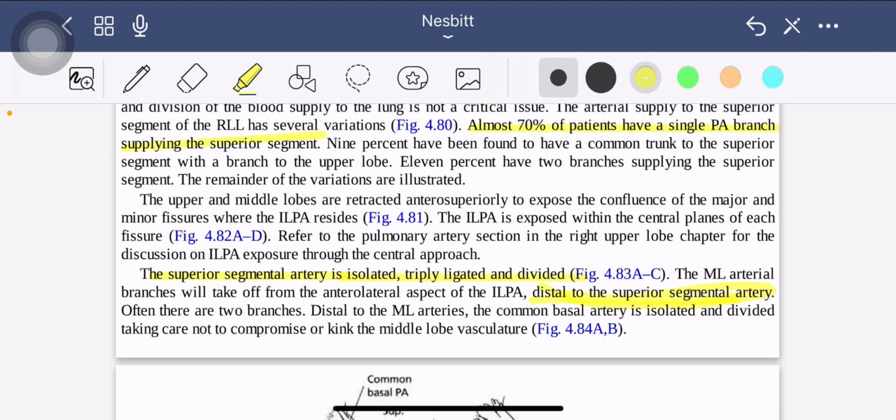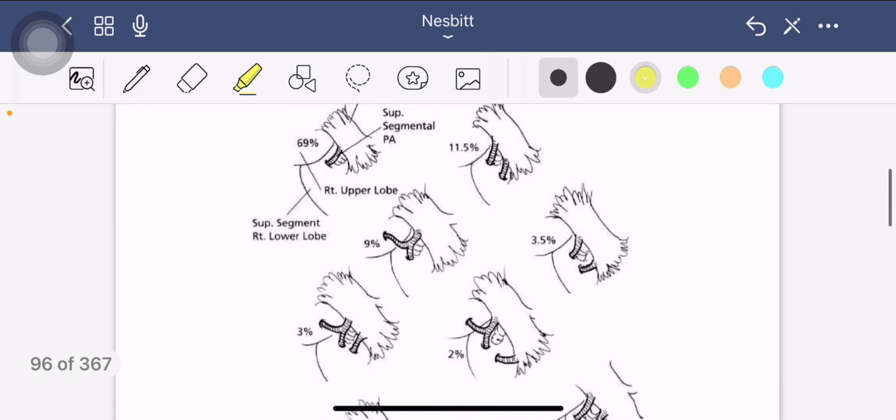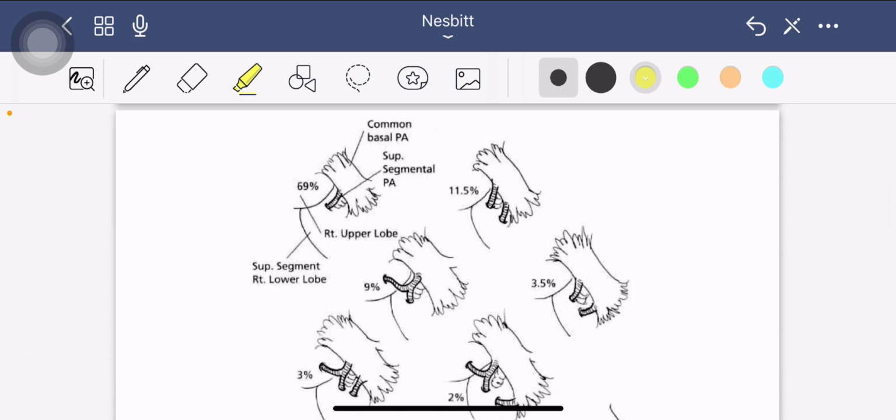The middle lobe arterial branches take off from the anterolateral aspect of the inferior lobar pulmonary artery distal to the superior segmental. As we saw previously, the middle lobe artery takes off distal to the superior segmental artery, and often there are two branches. Distal to the middle lobe arteries, the common basal artery is isolated and divided, taking care not to compromise the middle lobe vasculature.